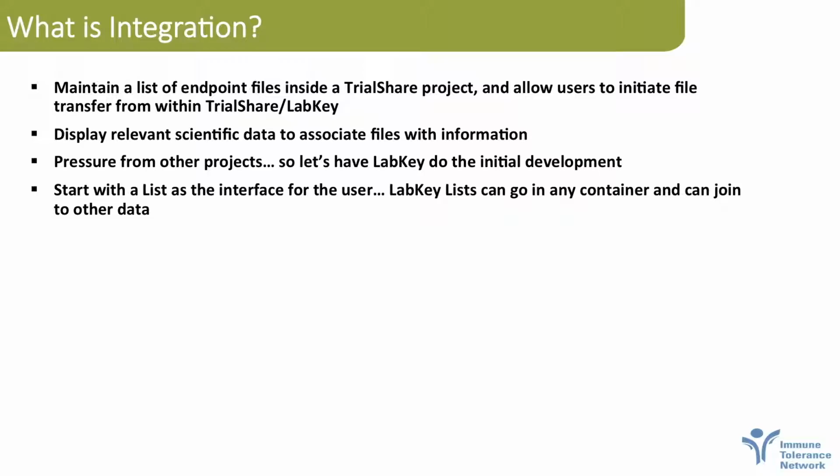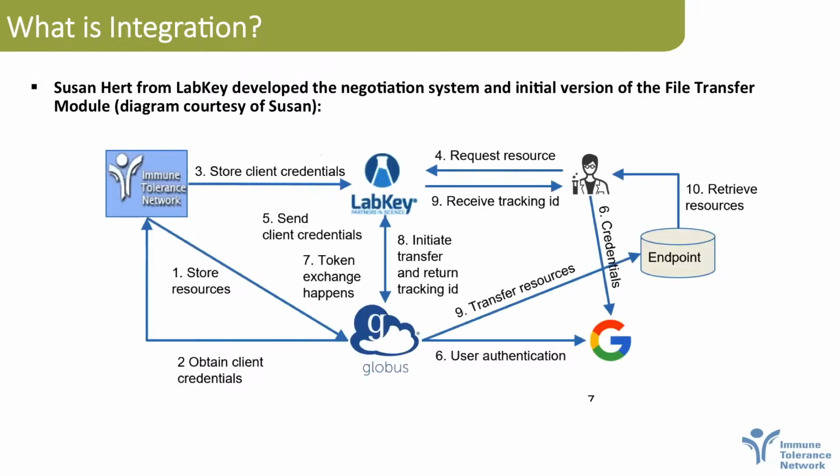So when we started this whole thing out, we started with a list as the interface for the user. A list is a LabKey data type that's basically a table, because we thought we wanted to be able to put this module anywhere inside LabKey. And so LabKey, Susan Hurt from LabKey especially, had to go through all this coding to figure out how to get all these things talking. I'm not going to go over this, but every time you want to transfer a file and you want TrialShare to tell Globus that it's okay to transfer this file, all this has to happen. And this is a high-level view. There's another view of this that's got about 30 steps for all the things that have to happen.